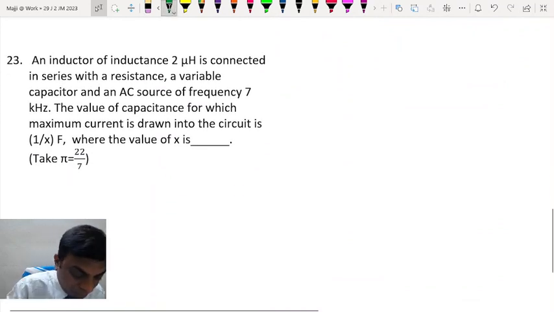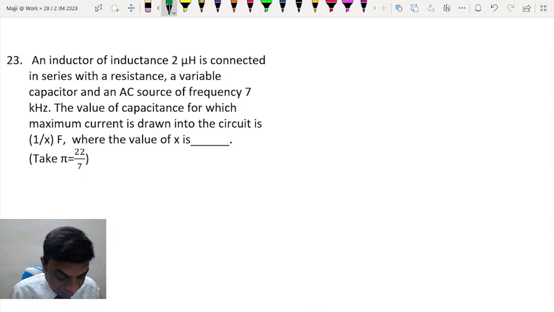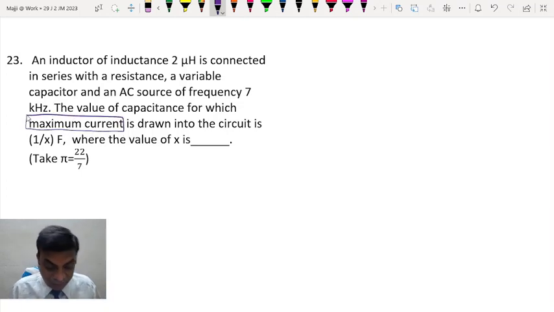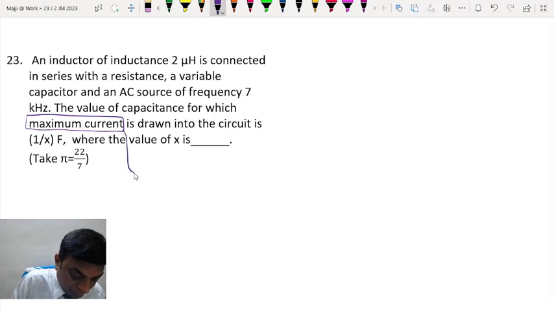Coming to question number 23, an inductor of inductance 2 microhenry is connected in series with a resistance, a variable capacitor, and an AC source of frequency 7 kilohertz. The value of capacitance for which maximum current is drawn in the circuit. Now you see, students, maximum current means what? It is being referred to the condition of resonance.